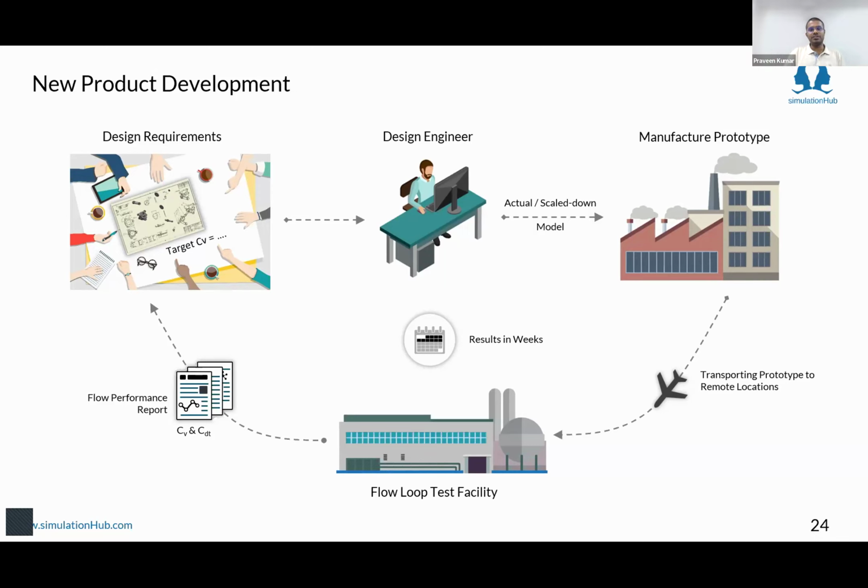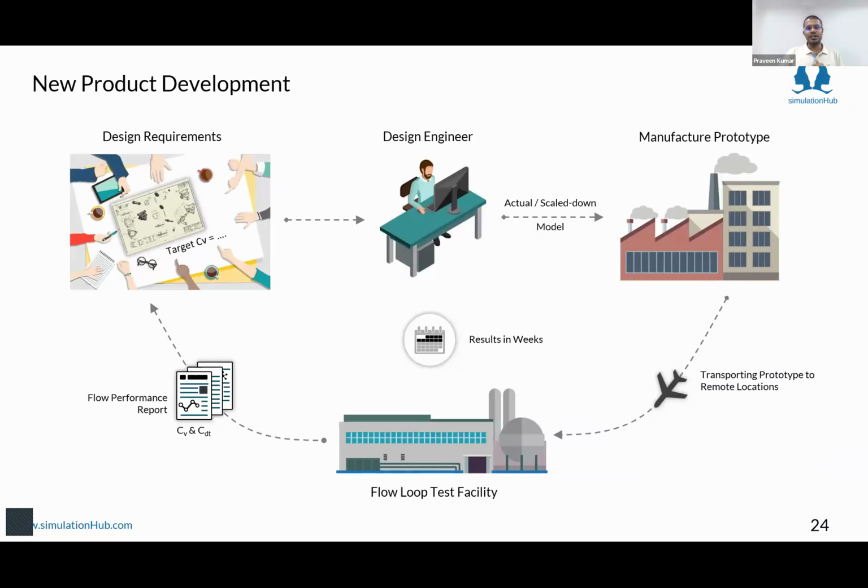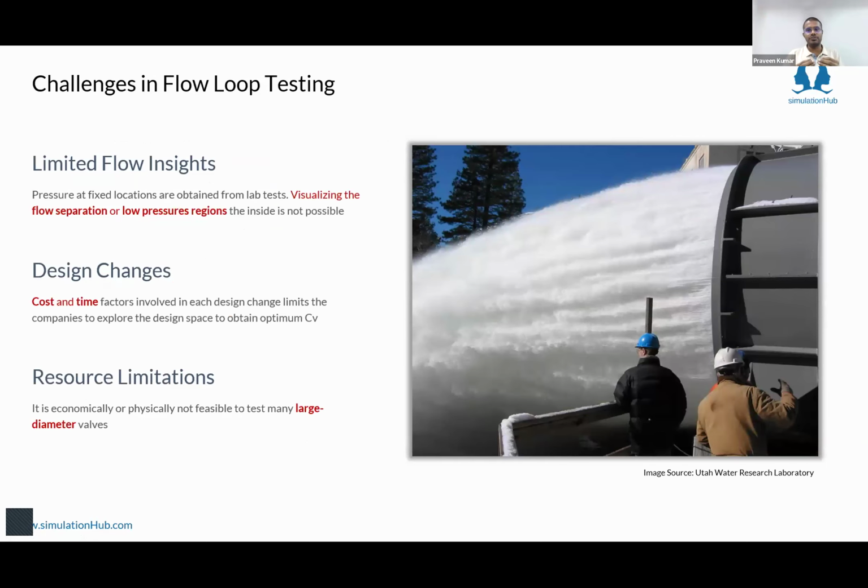So what are the challenges of the flow loop test? It provides you with limited flow insights. The report you get from the flow loop has the end data, that is the flow capacity, but it doesn't give you any idea about what went wrong, why it is low, where the cavitation-prone zones are, or what you need to improve. The design engineer, based on his experience and the final CV data, makes some corrections in the hope that it goes in the right direction. But it doesn't provide detailed flow visualization insights. So that is one challenge.